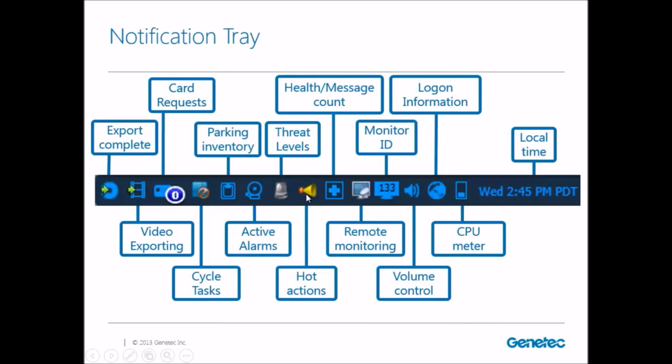I can actually execute hot actions instead of waiting for an event to trigger an action. I can trigger those actions manually. Remote monitoring, this is something new in 5.2. I can tell the ID of my monitor and the volume, login information, which directory I'm logging into, the CPU meter from the Windows machine, and my local time as well.